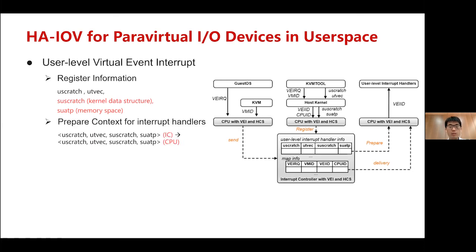When a user-level virtual event interrupt is sent by the guest, the interrupt controller queries the map information to find the VI physical number. Also, the registers mentioned above in the target CPU cores are overwritten by the interrupt controller. Then the interrupt controller delivers the VI to the target CPU cores. When the target CPU core handles the user-level interrupt, the hardware-assisted context switch mechanism in the CPU swaps the values in suscratch and suatp. The critical context, including memory space and data structures of the interrupted user thread and the user-level interrupt handlers, are swapped by the hardware-assisted context switch.